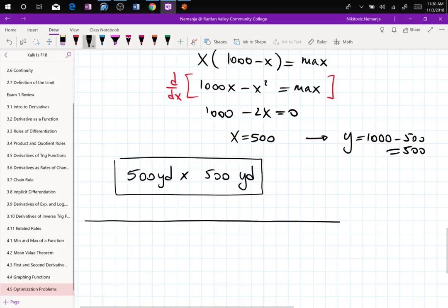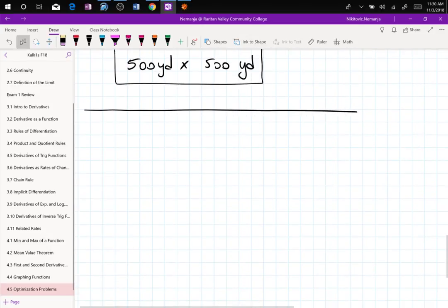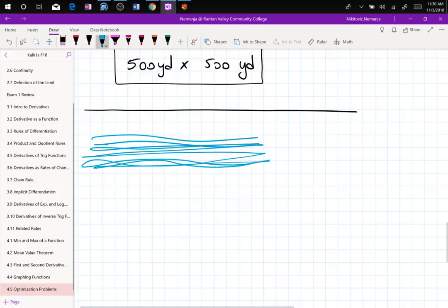So let's take a look at other situations that might arise. Let's say you have this pasture that you want to just put a sheep in, right? One side has a river. No need for fence. So all you have to fence is 3 sides.